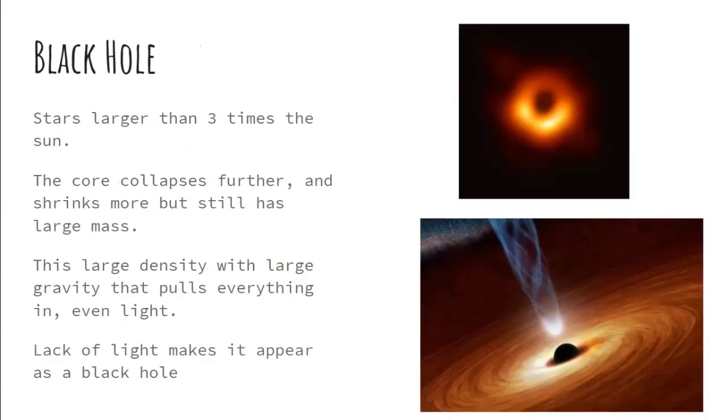As you can imagine, stars larger than 3 times the mass of our sun would have a core that is even more massive than a neutron star. Because it collapses so much and the core is so big and massive, there'll be so much gravity that it causes a singularity, or a black hole. This black hole has a large amount of gravity and can pull anything, including light. The reason it appears as a black hole is that there's a lack of light, so there's nothing you can see. It's just pure darkness.